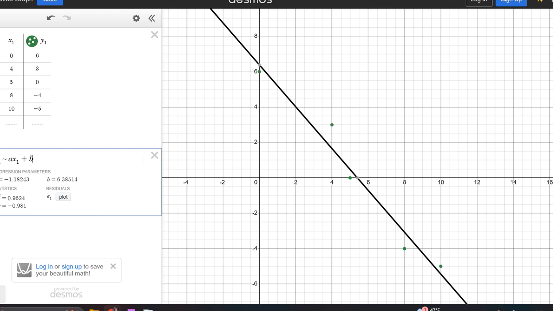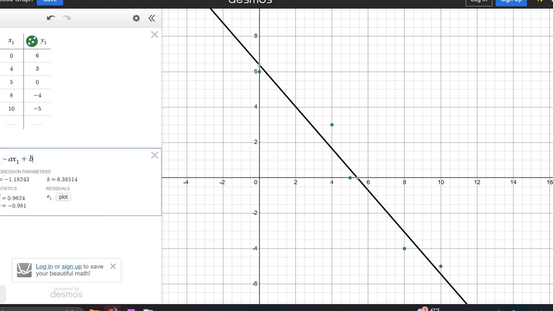You'll see our A value right here is the one that the calculator gave us. You'll see that the B value is the one that the calculator gave us. There is our line of best fit. And we can see that all of these points are relatively close to this line. This is the line that is as close to all of those points as possible.